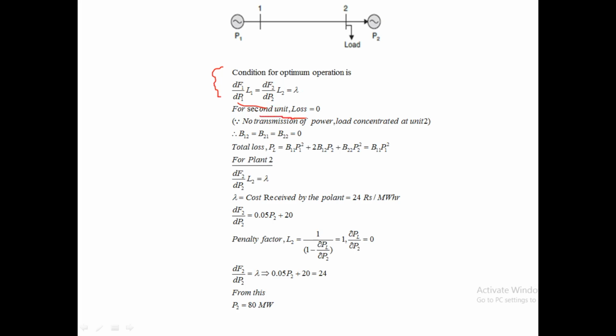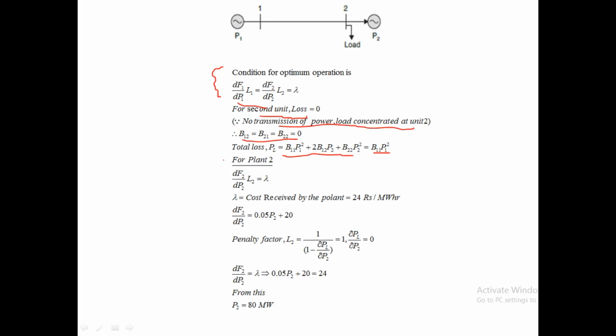Now for the second unit, loss equal to 0. Why? Because there is no transmission of power and the load is concentrated at unit 2. That means B12 equal to B21 equal to B22 equal to 0, and the total losses equal B11 P1 square plus 2 into B12 P2 plus B22 P2 square. We already discussed this. Only the B11 P1 square term will be there.